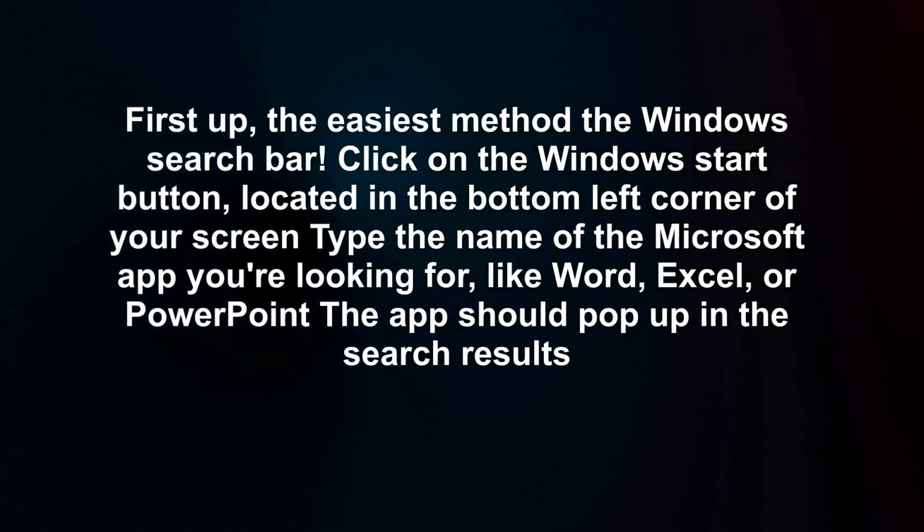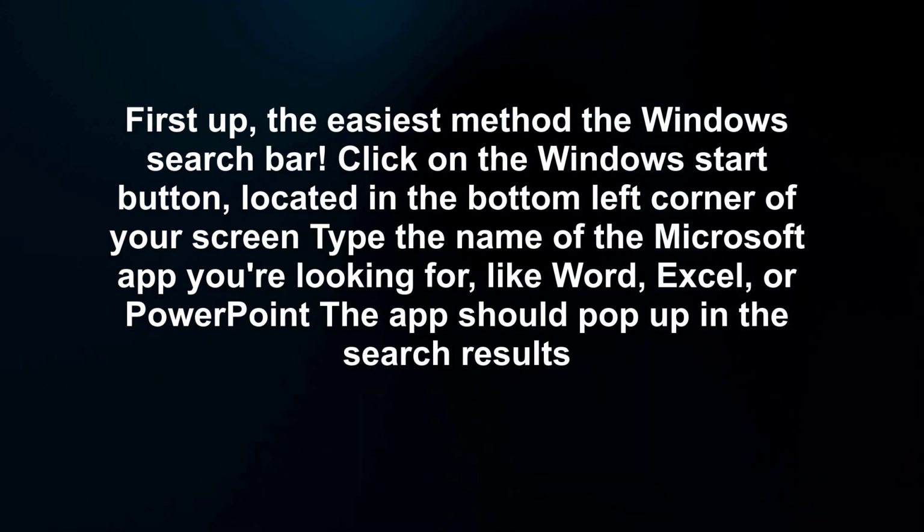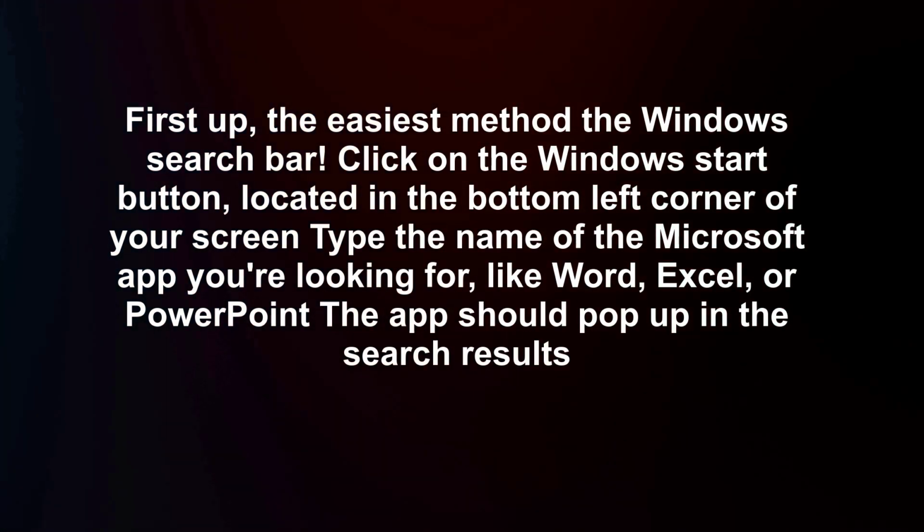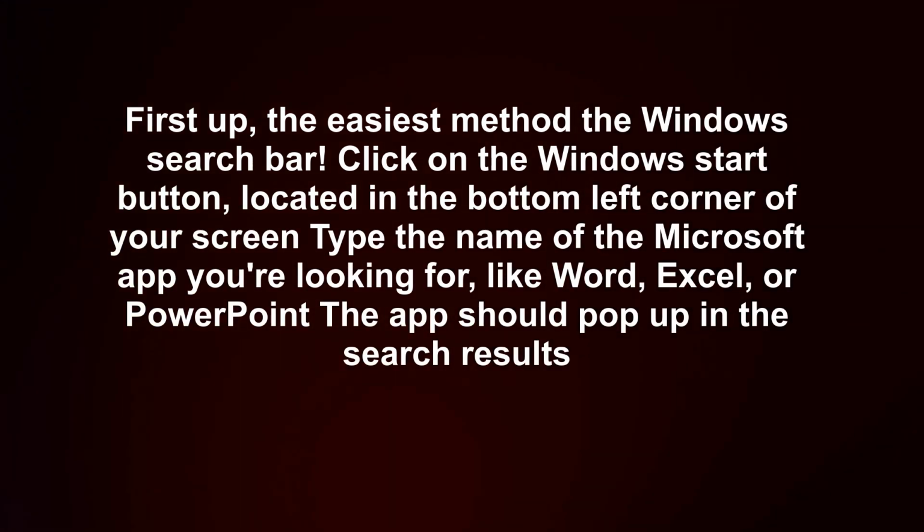Click on the Windows Start button, located in the bottom left corner of your screen. Type the name of the Microsoft app you're looking for, like Word, Excel, or PowerPoint. The app should pop up in the search results.